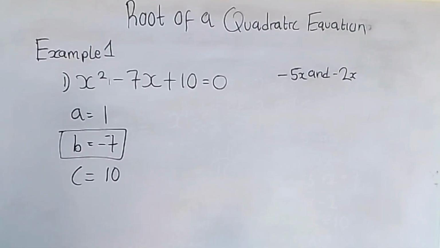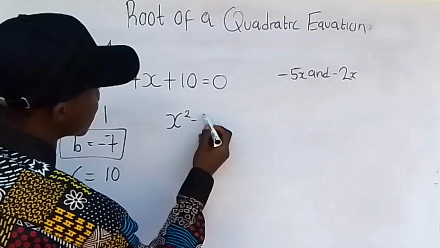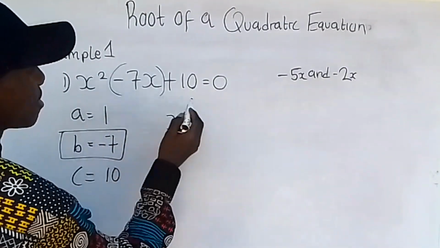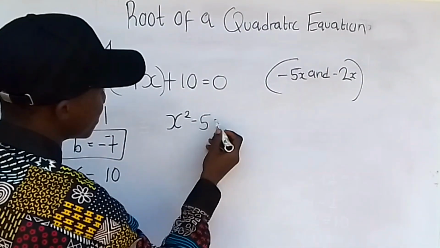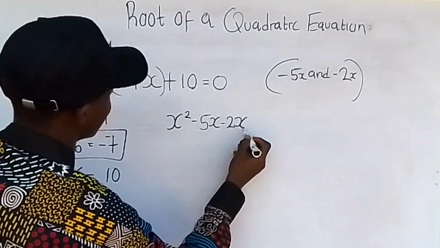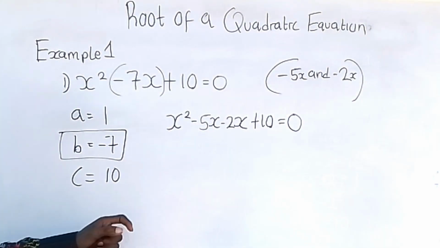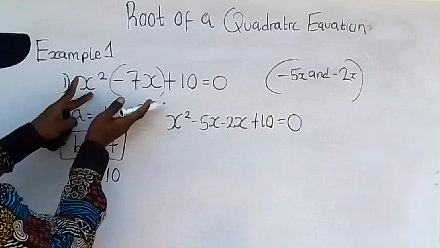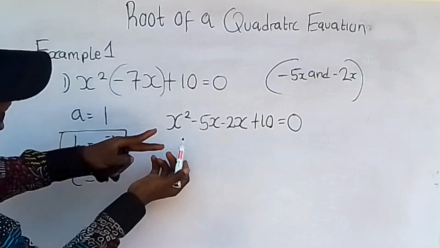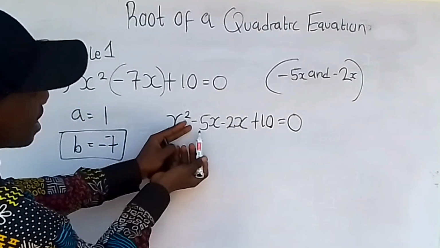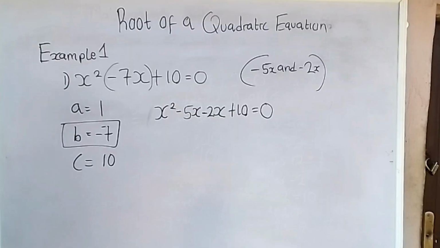So therefore, the quadratic equation becomes like this. I'm going to have x squared minus, instead of minus 7x, I'm going to put minus 5x minus 2x, plus 10 is equals to 0. So this equation is also the same thing as this. It's just that I've already factorized the second term, which is minus 7. Instead of minus 7, I've put minus 5x minus 2x. And if I add this together, I'm going to get minus 7x.